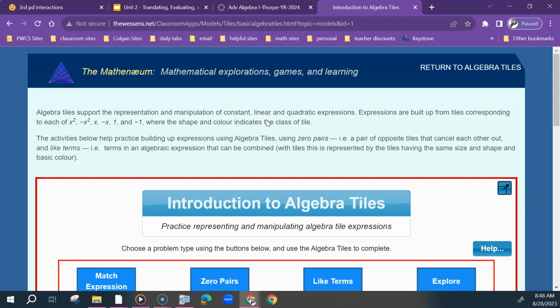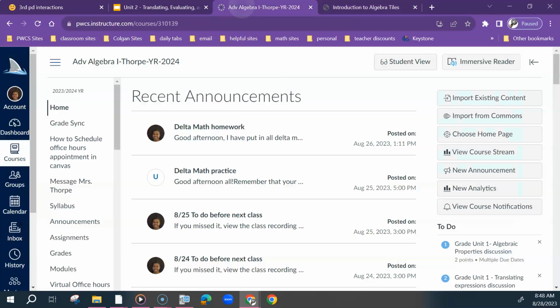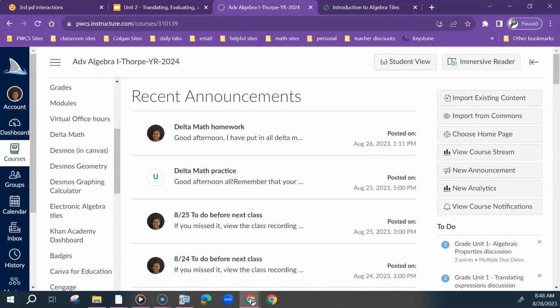So those of you following along, you're going to go into Canvas, go into my course, and you're going to go into electronic algebra tiles. The things I do will not be the exact same things you do, but you'll have a chance to still play with and figure this out as well. Everyone with actual algebra tiles.